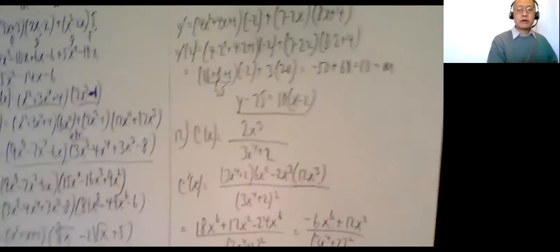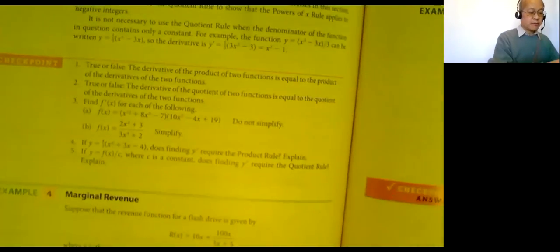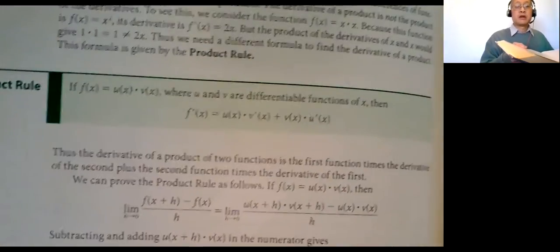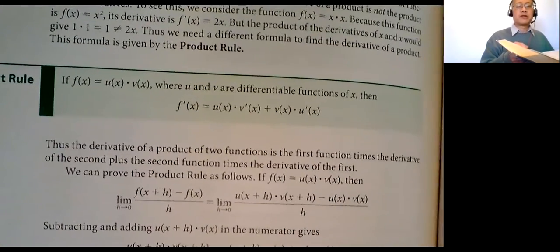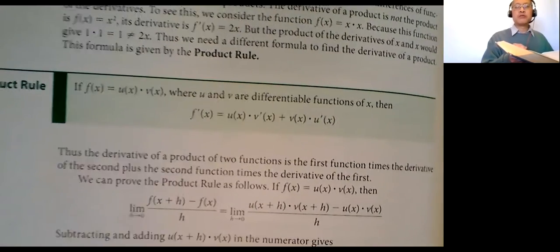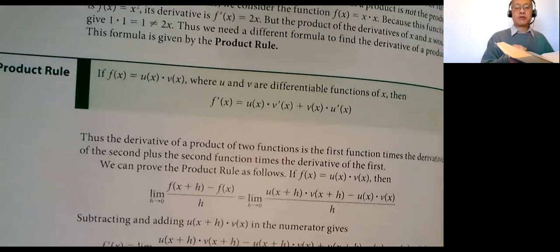All right, so that's the product rule. And now I will show you the quotient rule. So again, let me show you what we're up against for today's lesson. You have a product rule. It's on my 584, some equivalent page on yours. If you have a function of the form u of x, v of x, u v prime plus v u prime. First function times the derivative of the second plus the second times the derivative of the first.